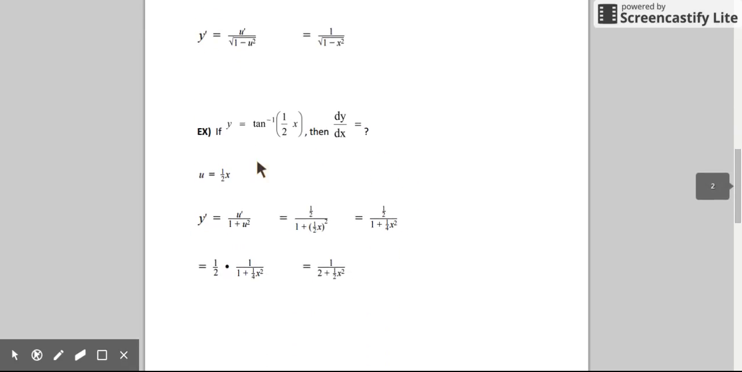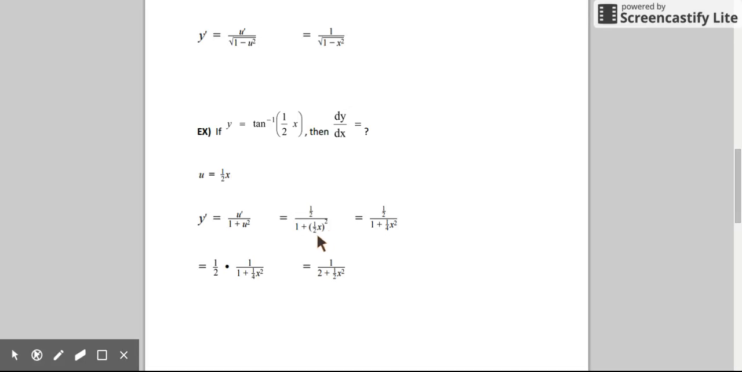Let's do another one, this time with tangent. So if we have a function that is the inverse of tangent of the input 1/2 x, then what's the derivative of that function? So I'm going to substitute that input in place of u. So u is going to be 1/2 x. And then the derivative of the inverse tangent looks like this. Derivative of the input divided by the quantity 1 plus the input squared. So the derivative of 1/2 x is 1/2. If I plug 1/2 x into that u down there, I get 1 plus the quantity 1/2 x all squared.